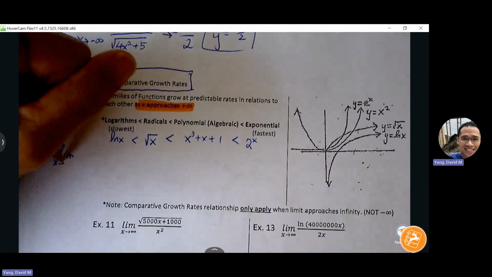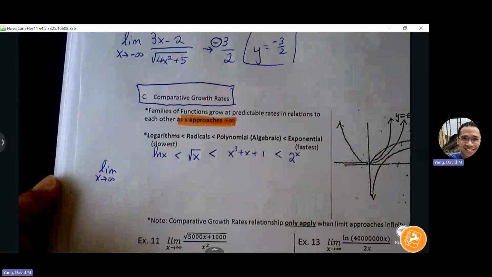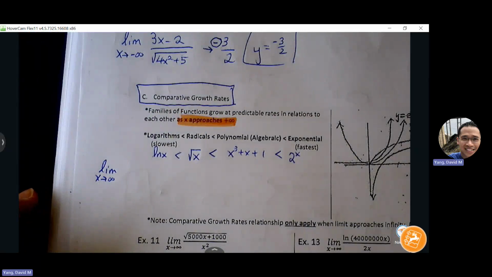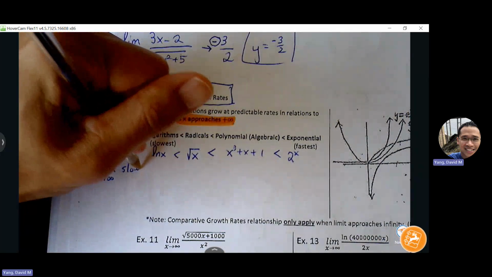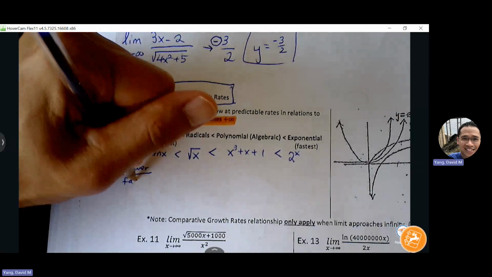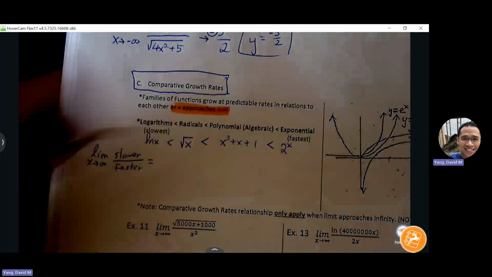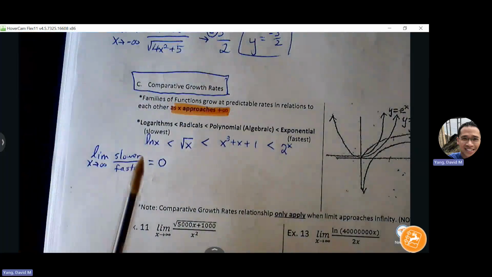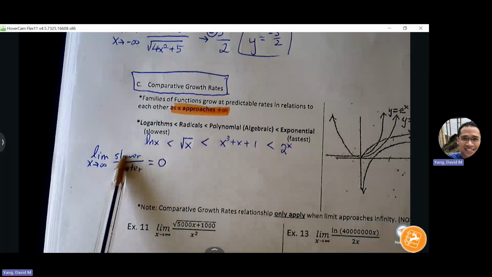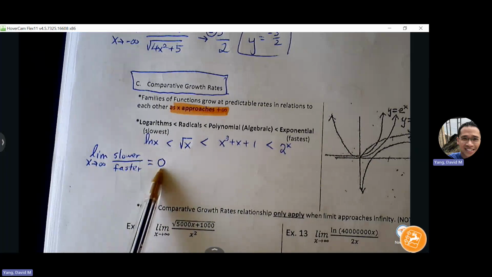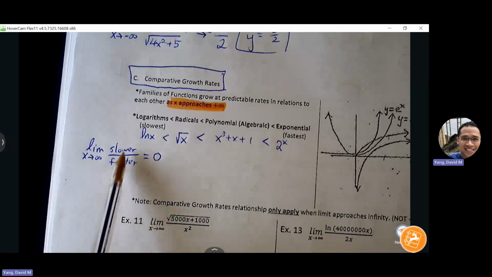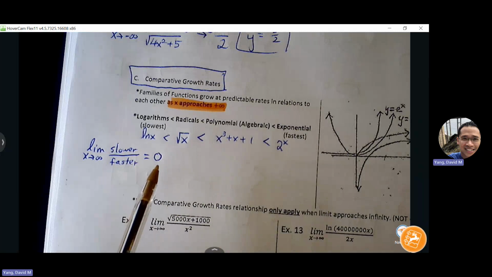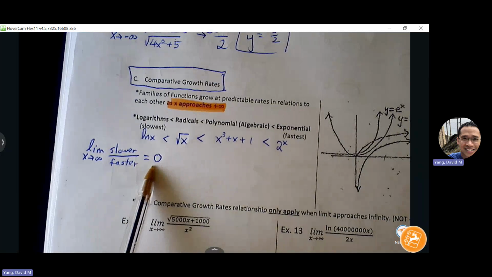There are two scenarios here. Let's say I have the limit as x approaches infinity, and a slower function is up top, but the faster function is below. What's going to happen to that limit? It approaches 0. So if the slower function sits above and the faster function sits below, it's always going to be equal to 0. Why? Because if you imagine your denominator getting faster than your numerator, that fraction keeps getting smaller and smaller, and it's eventually going to head towards 0.